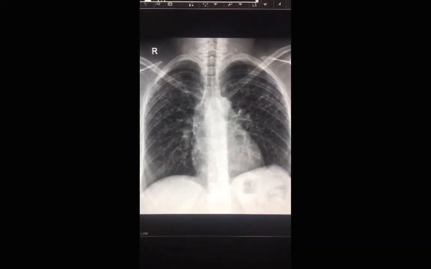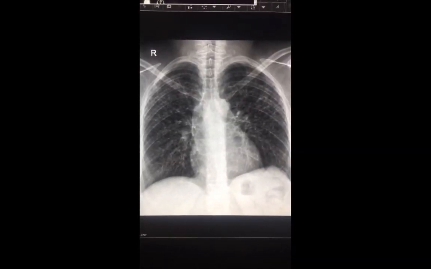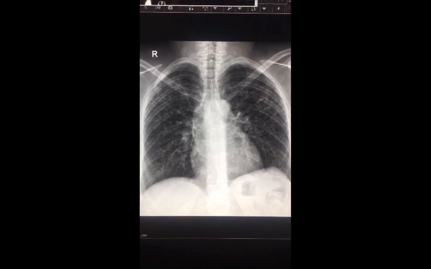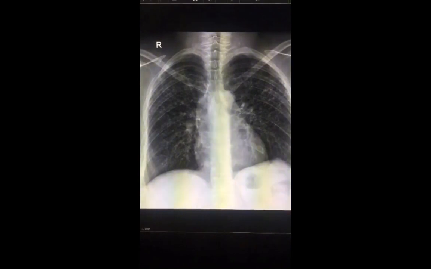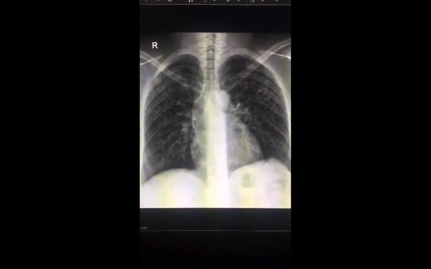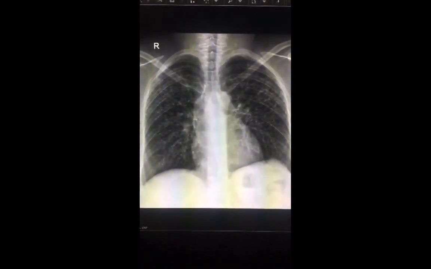This is a chest radiograph on a 46-year-old female patient who presents with mild shortness of breath. The first thing we notice is the presence of bilateral heterogeneous lung opacities.